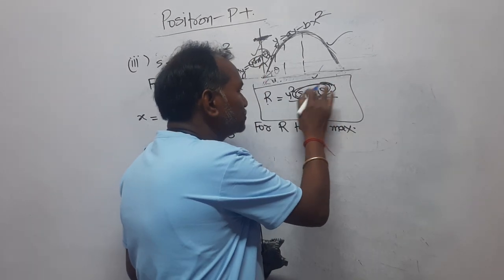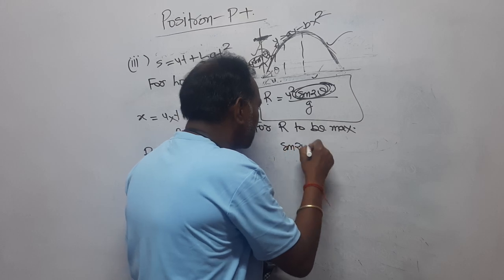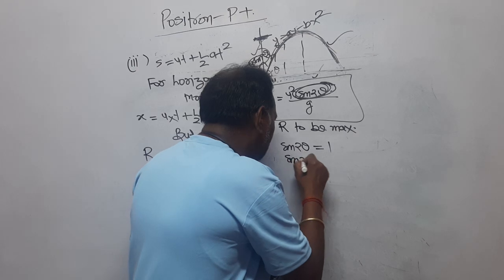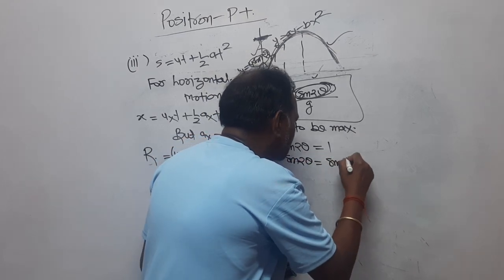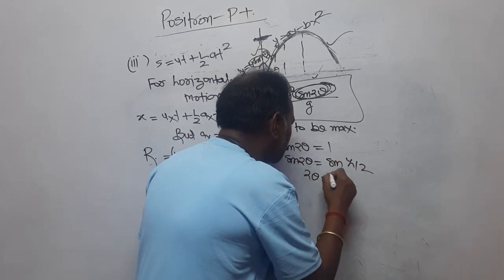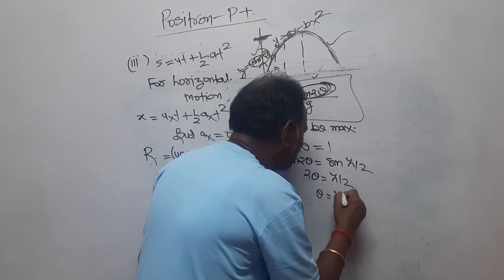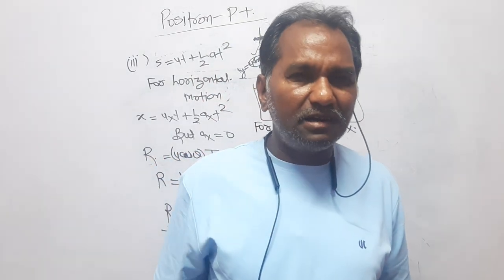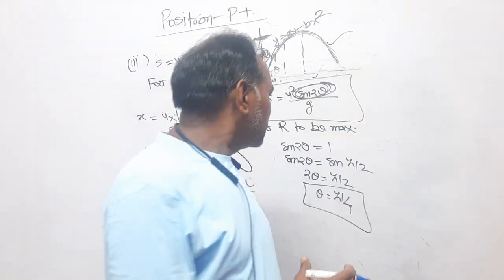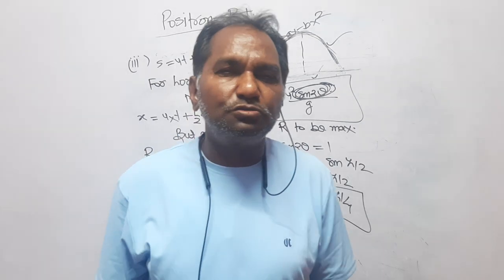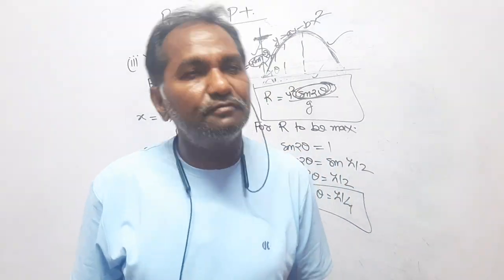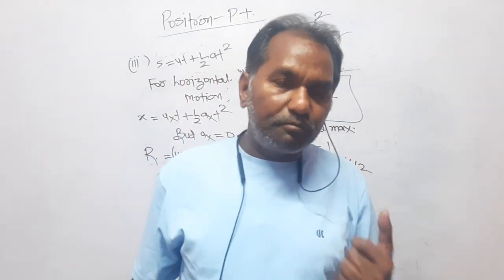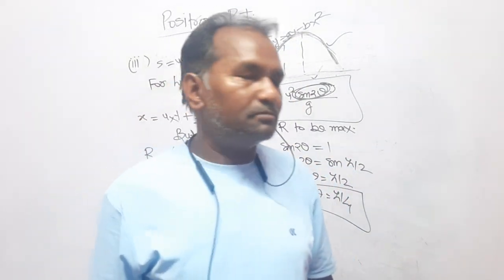If you want R maximum, sine 2 theta should have its maximum value, which is 1. Or you might write sine 2 theta is equal to sine 90 degree, or pi by 2, so 2 theta is equal to pi by 2, or theta is equal to pi by 4. It means for a thrower, whether javelin, hammer or shot put, if the angle of projection is close to 45 degrees, then the horizontal range, or the distance covered by the projectile, will be maximum.